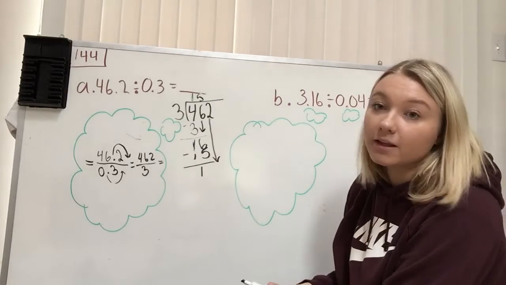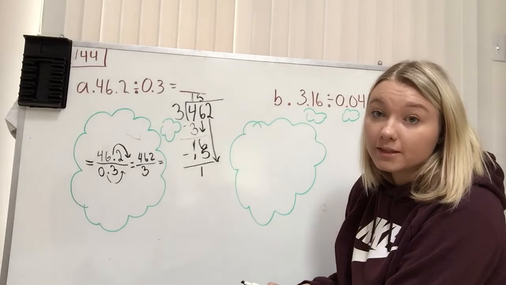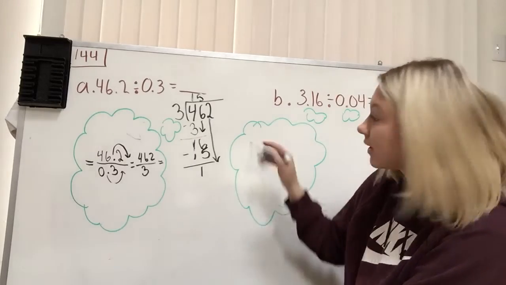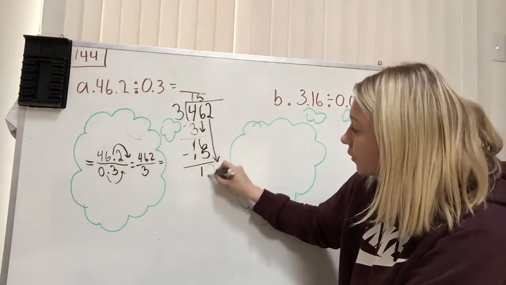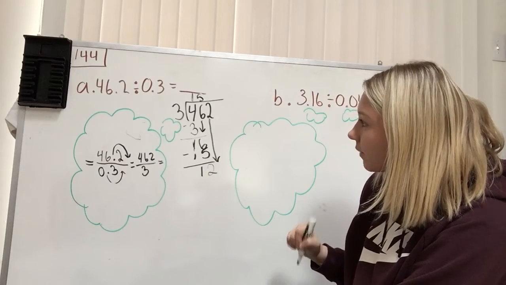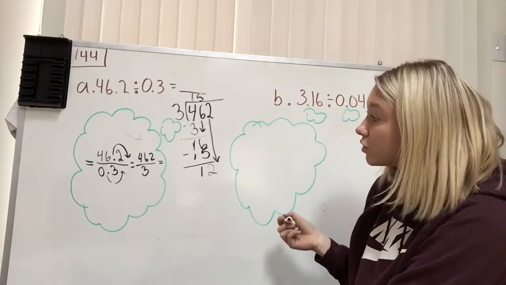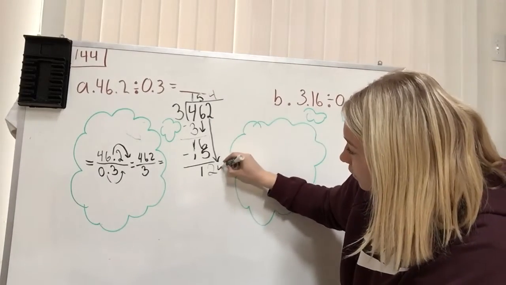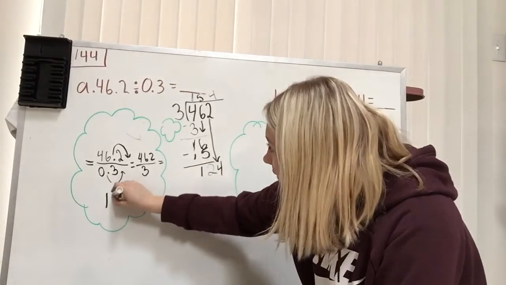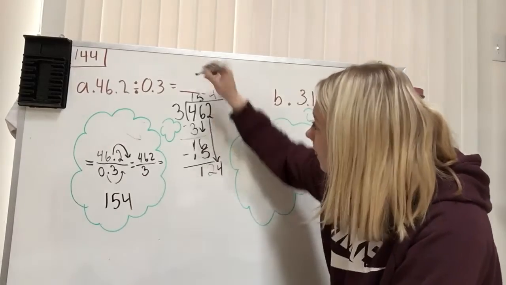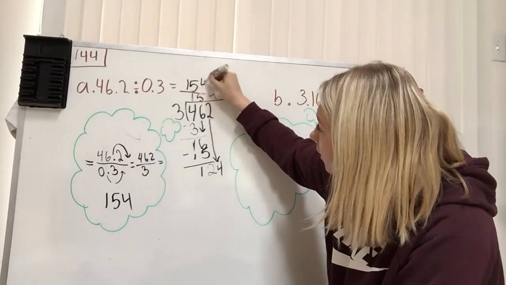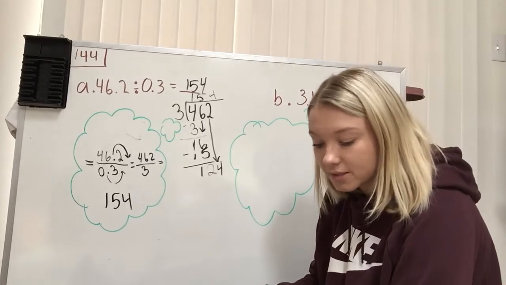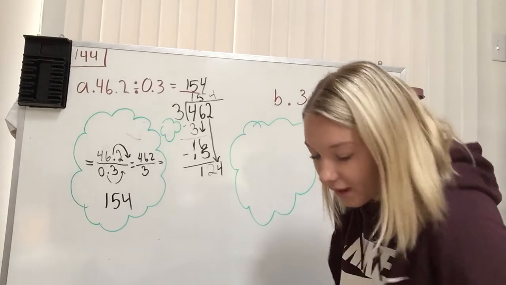That's why it's important that you write this better than me, because I'm kind of sideways and messy, but it's hard to write like this. Bring down the 2. Now we have 12. How many times does 3 go into 12? 4 times. And that's where we get our 154. And then the 154 also goes here. And that is it for that one.